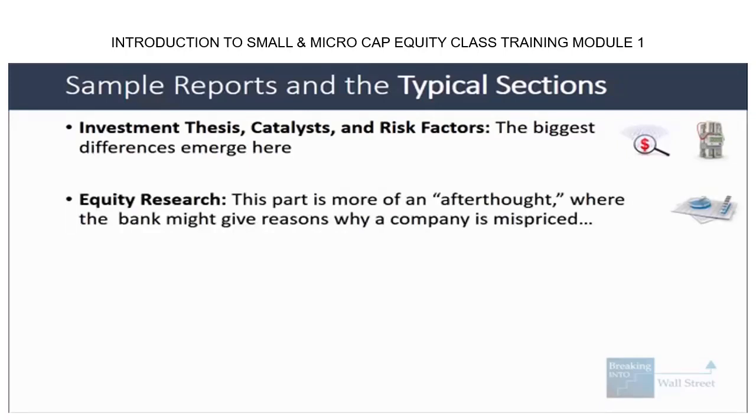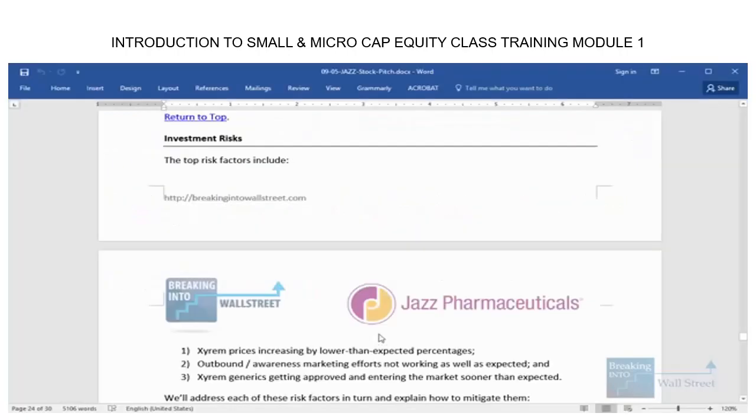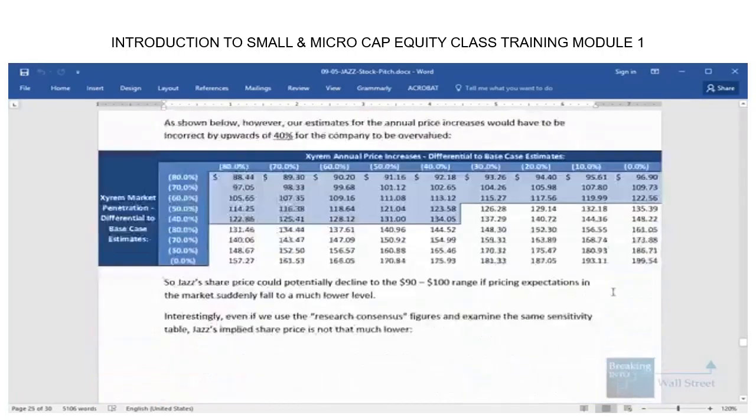In equity research, this part is more of an afterthought. The bank might give reasons why a company is mispriced, but they're not going to spend a lot of time and energy laying them out. Each reason is not linked to a share price impact, and the reasoning isn't too detailed. So it's pretty stark if you look at the contrasts here.